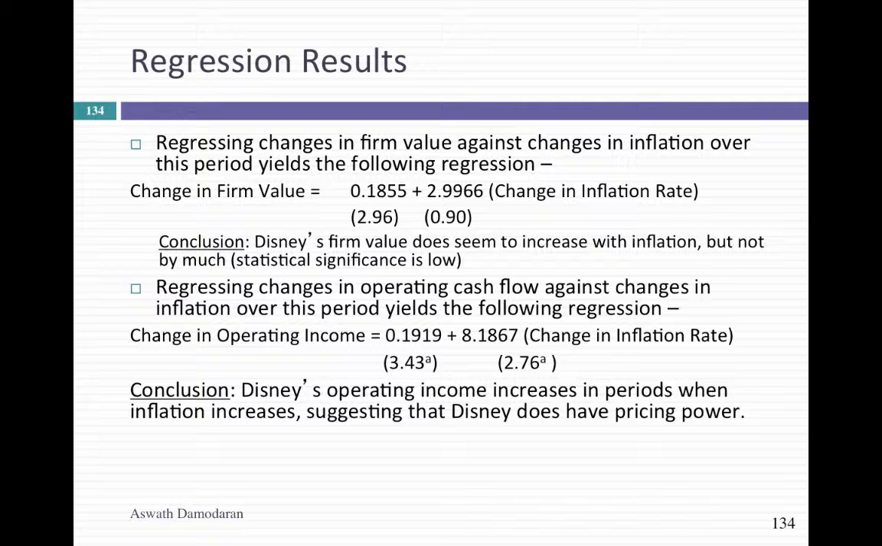So which of these would you want to look at, maybe put a little more weight on? You should probably weigh the operating income regression more in terms of whether you want to use floating rate or fixed rate debt. That's because some of your cash flows are going towards paying your coupons. So the operating cash flows are really key.